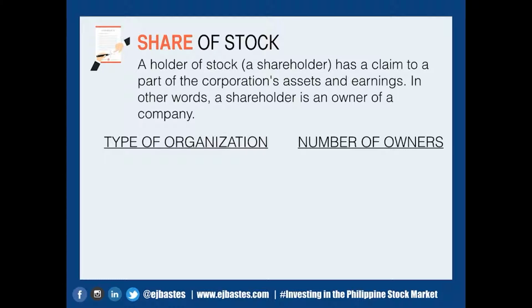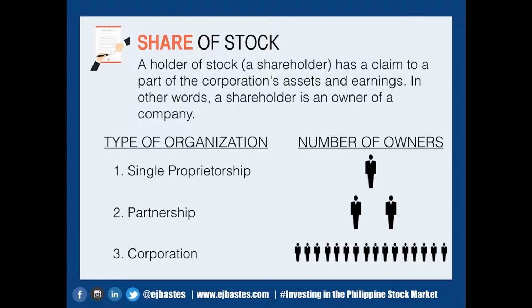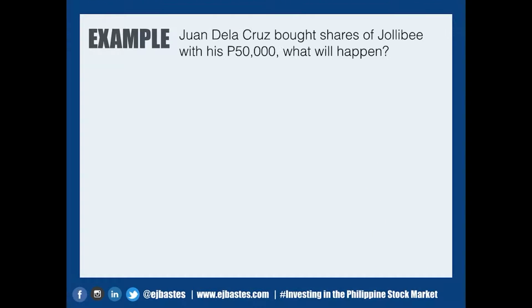Type of organization and the number of owners. So, review lang po konti, no? Alam natin na single proprietorship or sole proprietor, isa po yung may-ari. Tama? Kasi sole proprietor nga, di ba? Number two, if there's a partnership in a business, usually ang may-ari is dalawa or more. However, in a corporation, ang may-ari is hindi lang isa, hindi lang dalawa, but a lot of people really own the business. Okay?